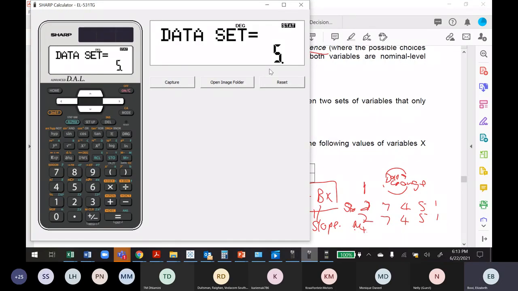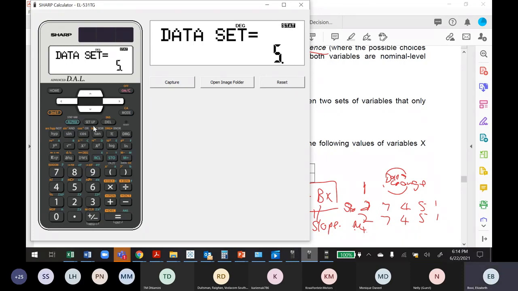Here, you cannot go and find the table because the table doesn't exist. You need to be sure that you have captured the right values onto your calculator. If you make a mistake, it's fine. You can clear your calculator. There is a CA. So you press second function, CA. It will clear your calculator. And then you can start capturing the data again.